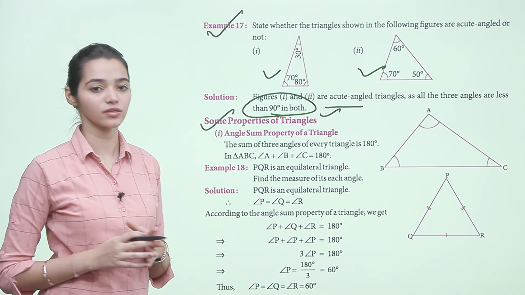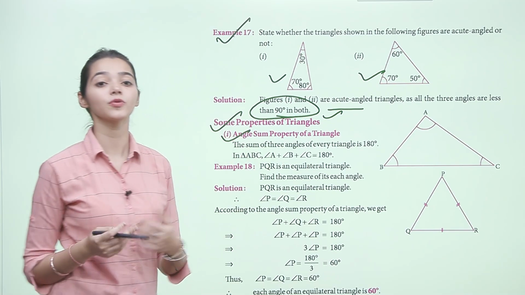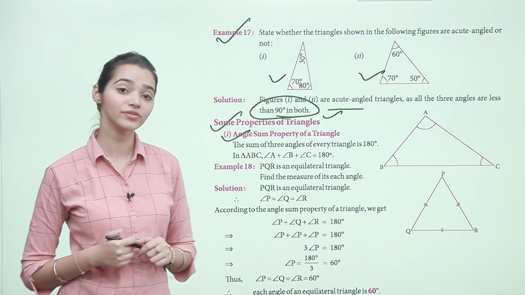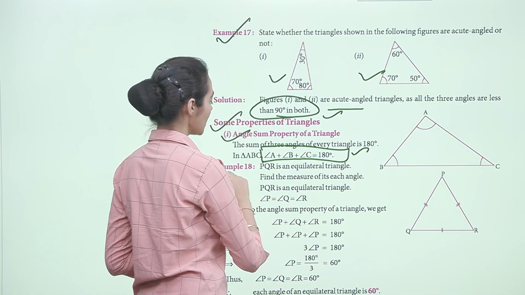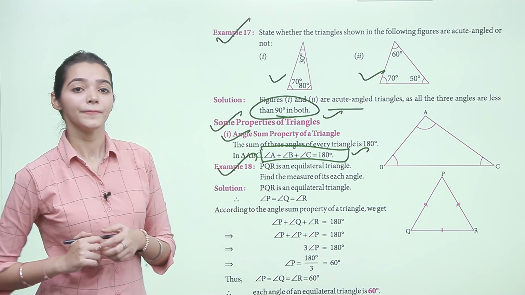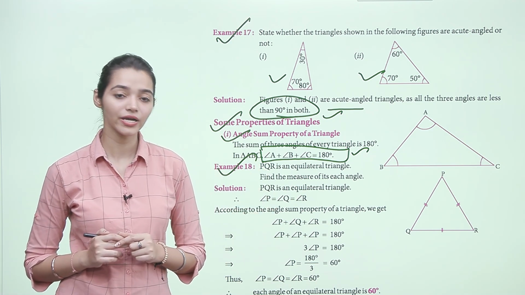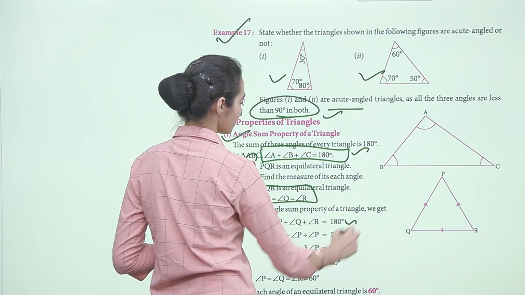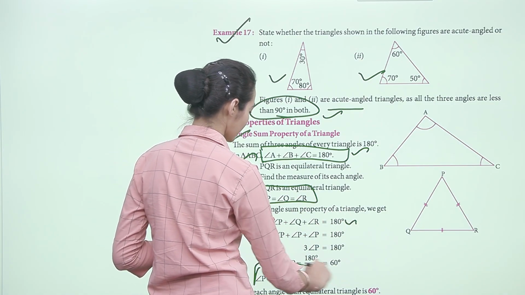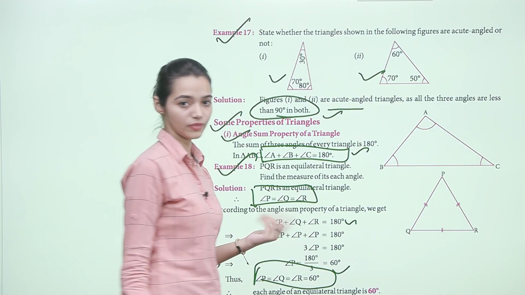Some properties of triangles. First is our angle sum property of a triangle. The sum of the three angles of every triangle is 180 degrees. That means angle A plus angle B plus angle C is 180 degrees. In example number 18, PQR is our equilateral triangle. We have to find the measure of all its angles. That means all the angles are equal and the sum is 180 degrees. So that means all the angles are 60 degrees each.